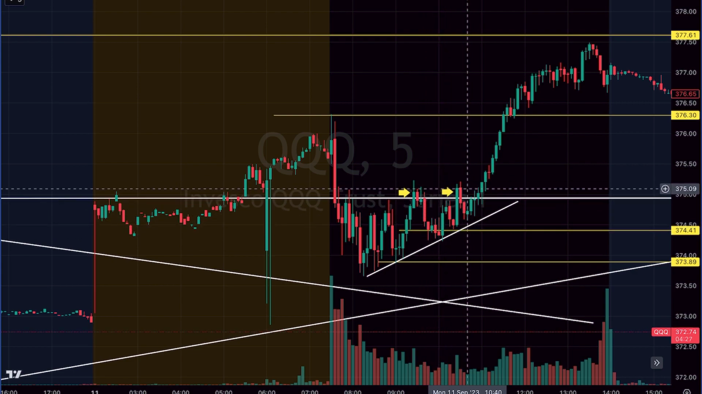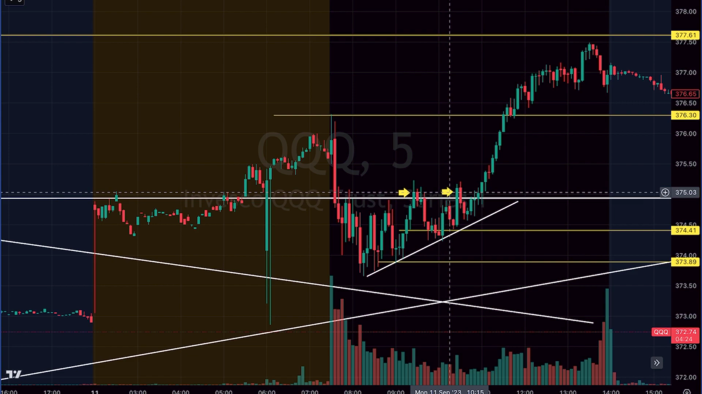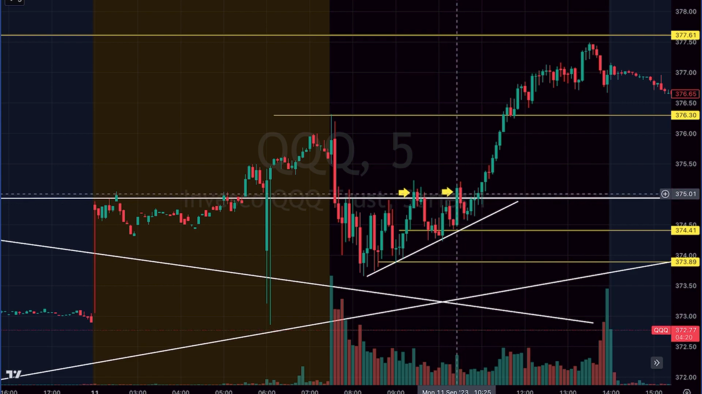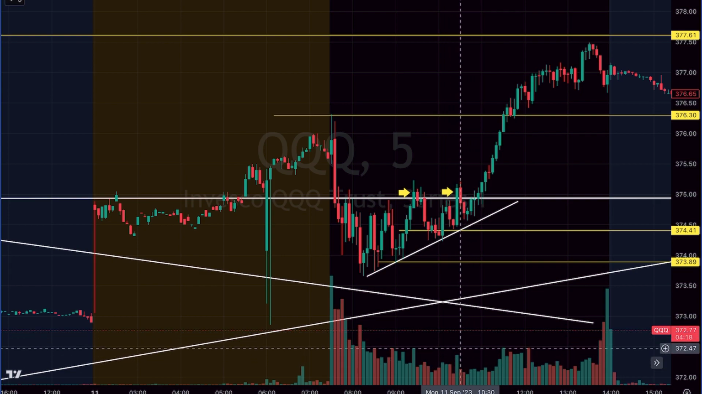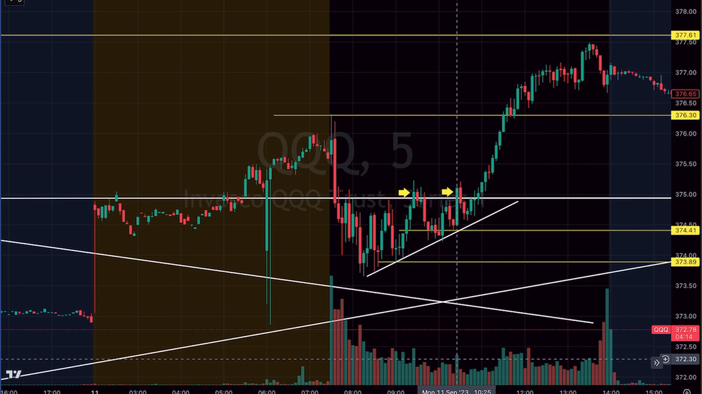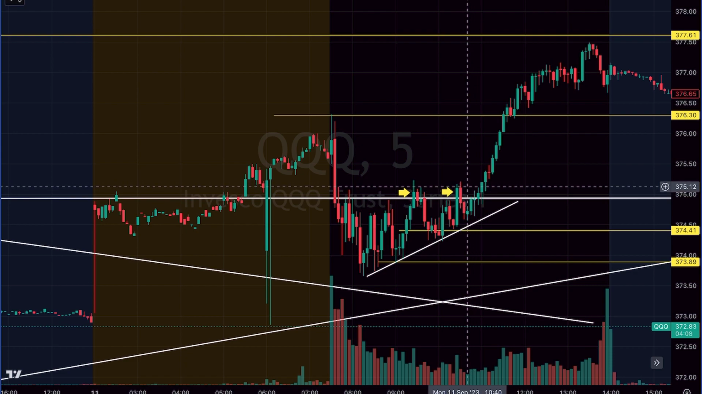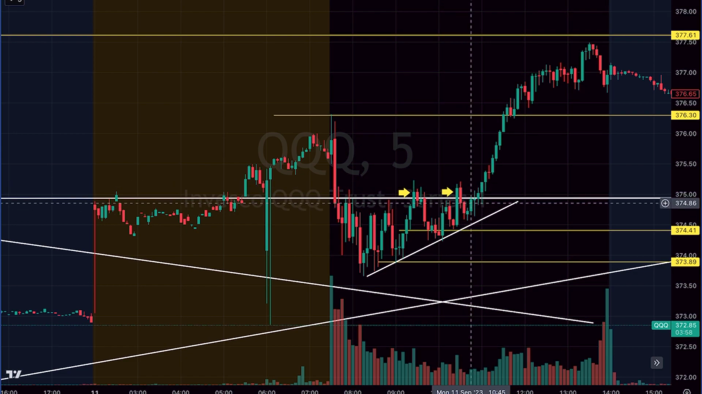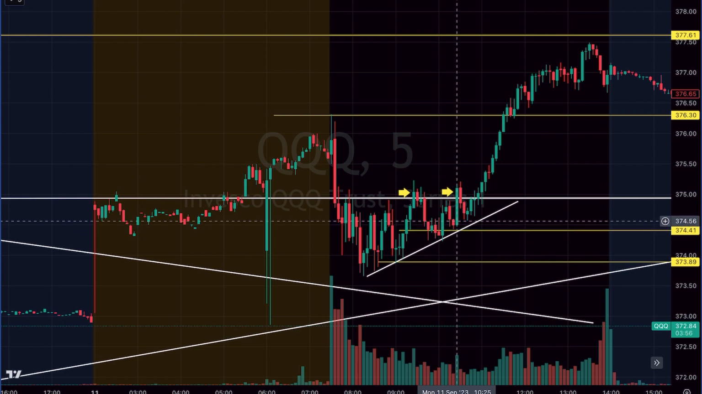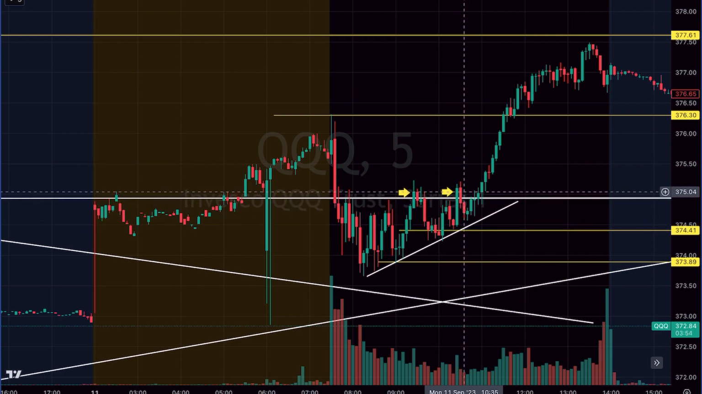Then I went ahead and entered again here. This entry was nice as well. This was a convincing bullish break above 375. We can see the corresponding volume bar, a nice bullish close, nice rising bullish volume right here. So I went ahead and entered here, and I just got shook out right here. I did have the same stop loss, but I didn't like how aggressive the sellers came in here.